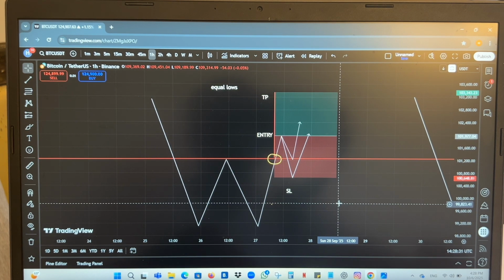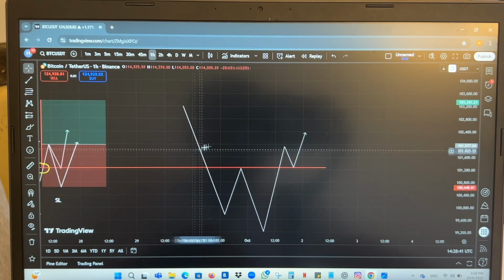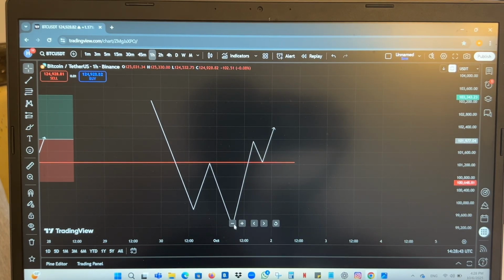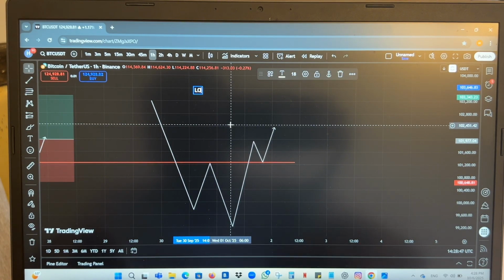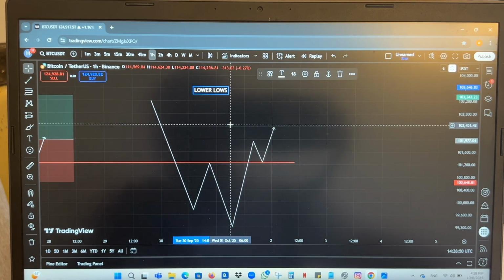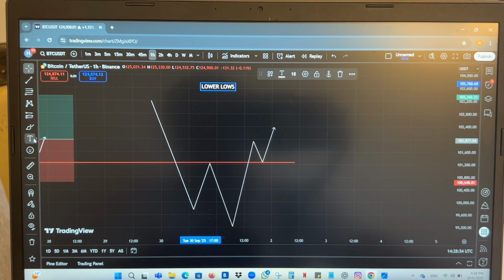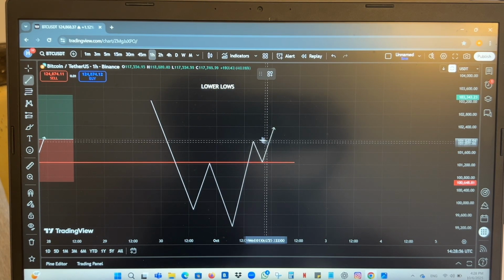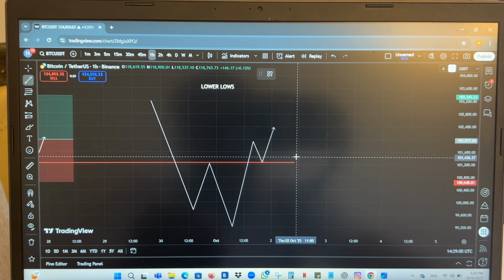This is how you get in on an entry when you're going for an equal lows pattern in a double bottom. Just like this, let's go for the lower lows pattern. So this is lower lows, and like I said before, you know where to put the entry, you know where to put the stop loss. So I'll just show the TP levels.